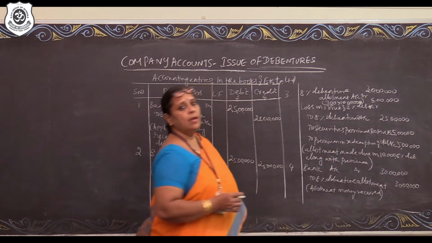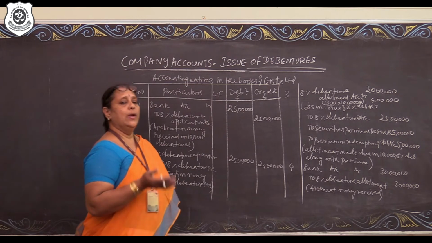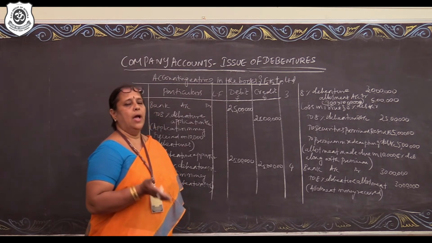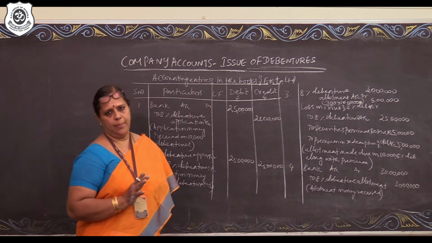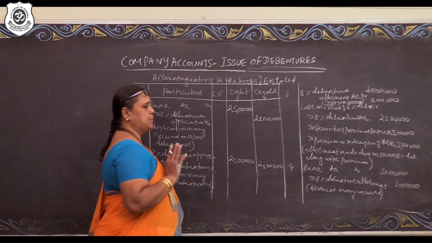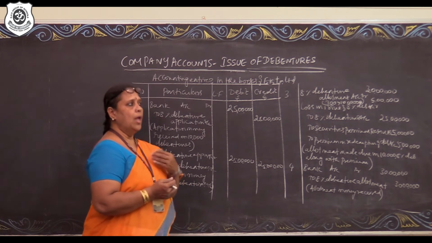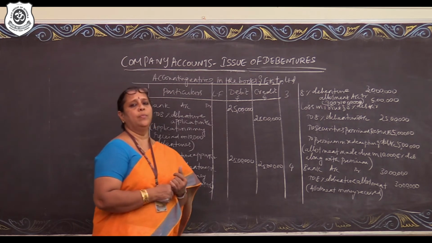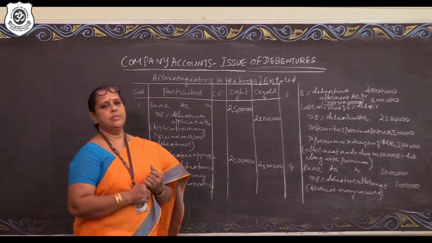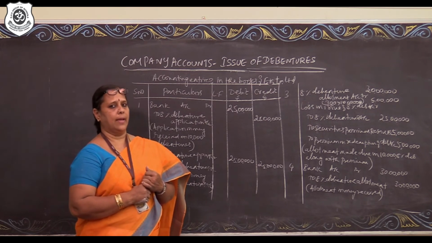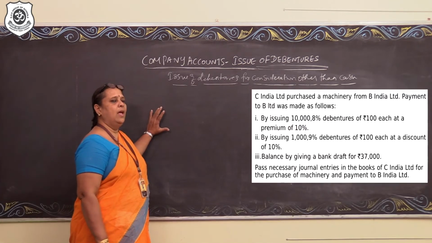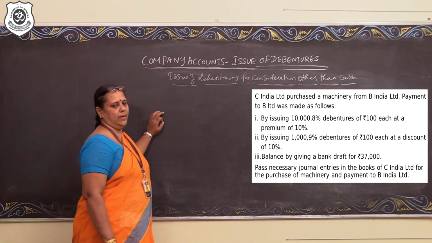So, we are receiving 30 lakh rupees, which is 25 lakhs towards debentures and 5 lakhs towards premium. So, one concept is over. One problem for one particular concept is over. Now we are going to go to the next problem, which talks about issue of debentures for consideration other than cash. Now in this question, I have just given one hint over here.